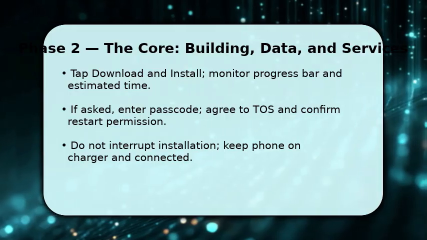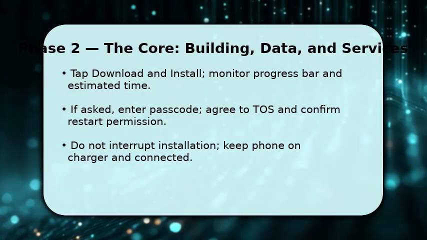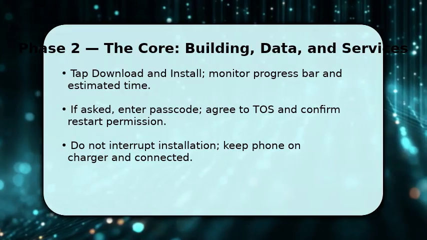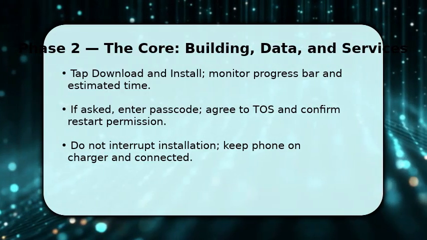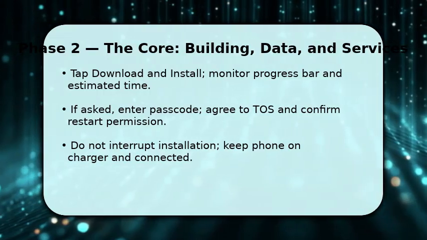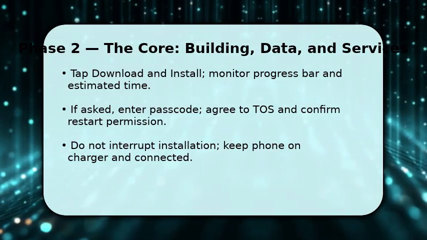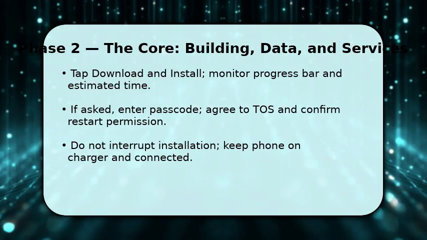Tap Download and Install. The progress bar shows the download, then the Prepare stage, which verifies the package. If iOS requests your passcode or agreement to terms, complete those prompts to allow system-level changes. Once installation starts, the device will restart. Keep it on charger and do not force power off since interruptions can corrupt the beta image. Patience speeds a clean, successful update.